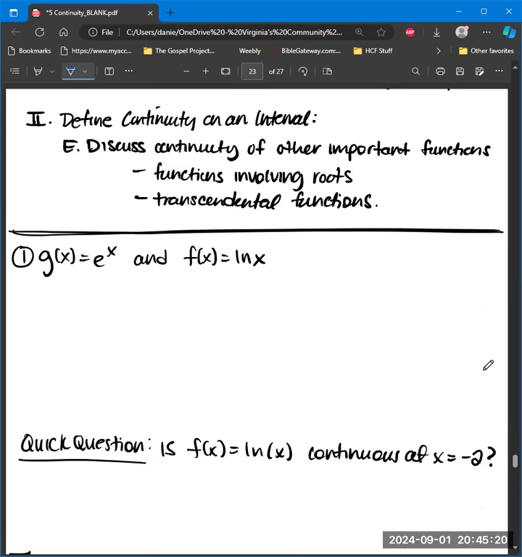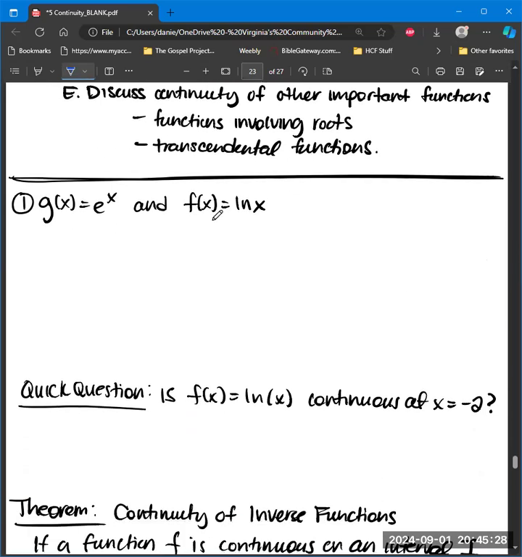Define continuity on an interval. So we discuss continuity of other important functions, like functions involving roots. And okay, we are going to talk about e to the x and ln of x. So we will talk about some transcendental functions. So g of x is equal to e to the x and f of x is equal to ln of x.